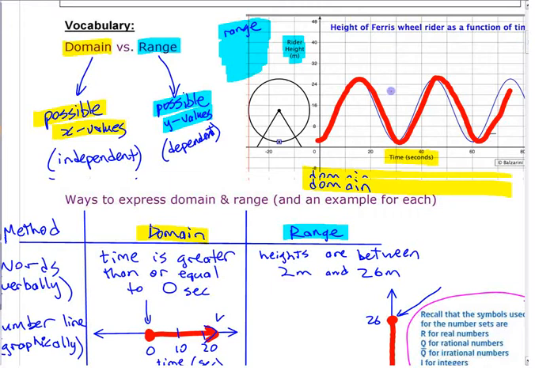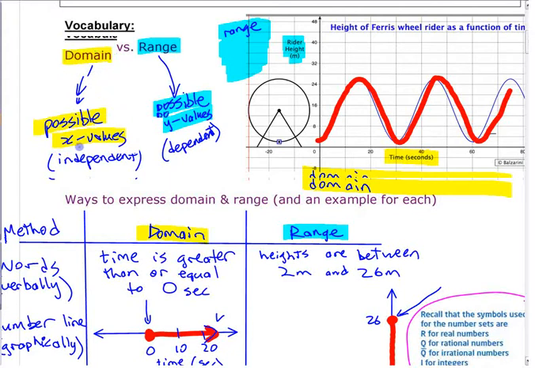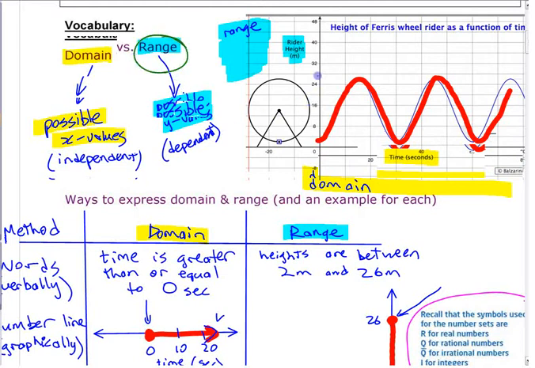But in this example of the Ferris wheel going up and down, we talked about what domain and range were. The word domain, you just have to learn, memorize, whatever, that it's a word to mean possible x values. If you look at the definition in the textbook, it probably says possible values of the independent variable, as in whatever's on that axis.